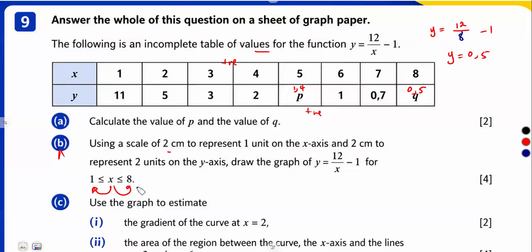So with our Cartesian plane, let us represent our values as we are given. In the x-axis, we must have our values from 1 up to 8, using 2 centimeters to represent 1 unit on the x-axis. This is the scale that you're given, 2 centimeters to represent 1 unit. So this is 0. After 2 centimeters, 1, 2, 3, 4, 5, 6, 7, 8. You can just indicate 9, it's not a problem. So that's it on the x-axis.